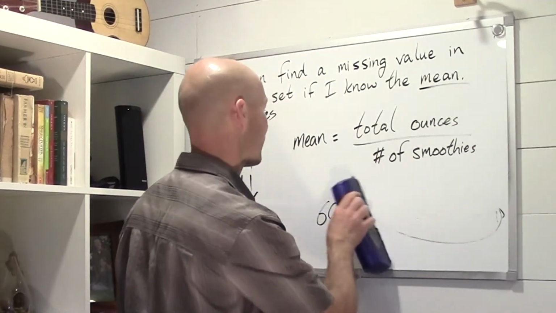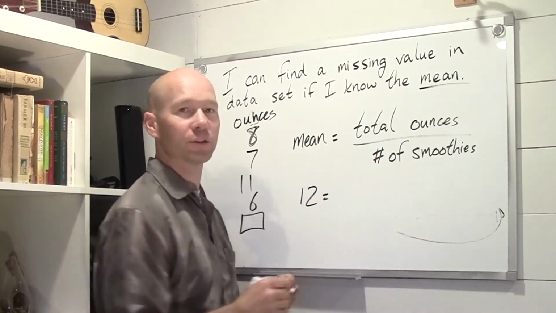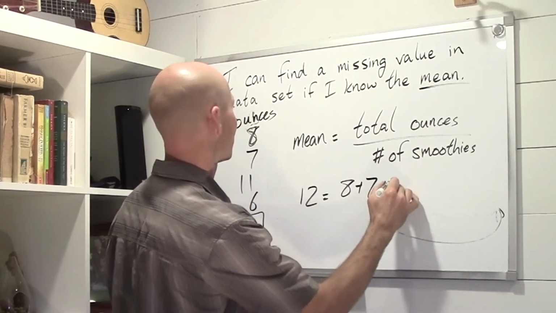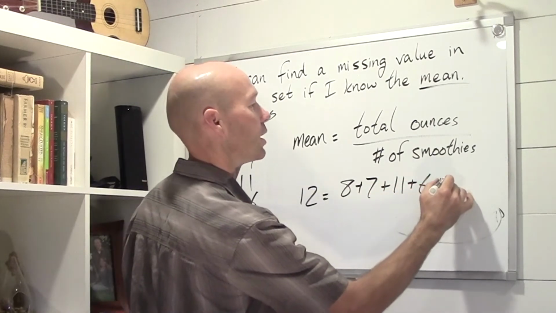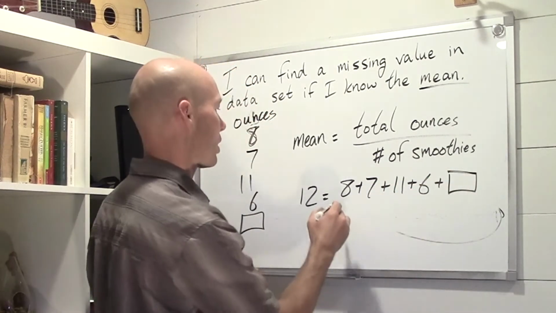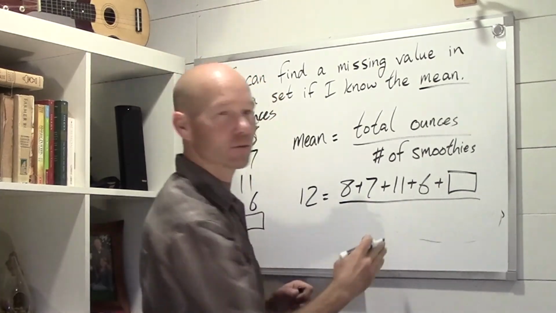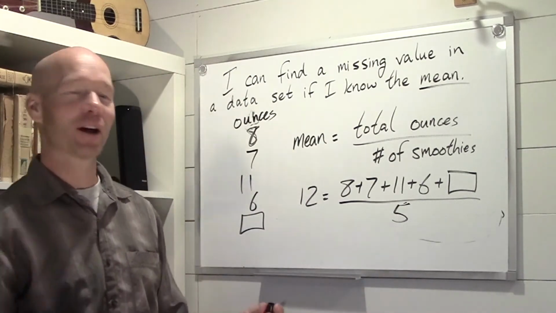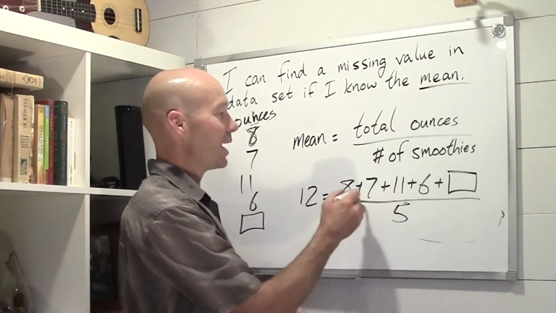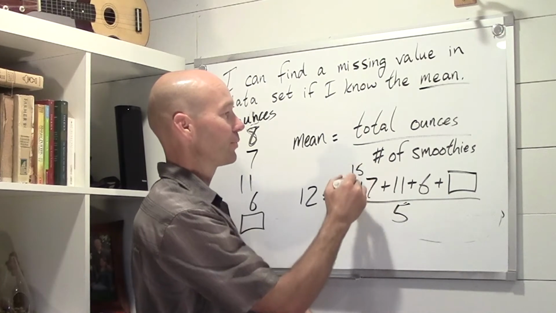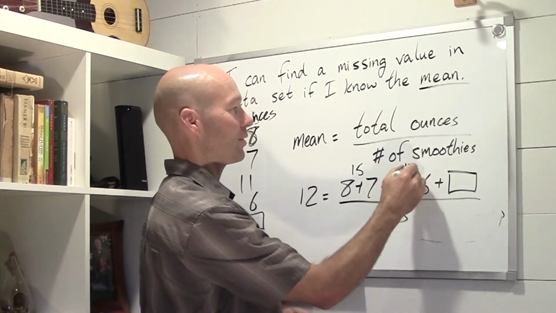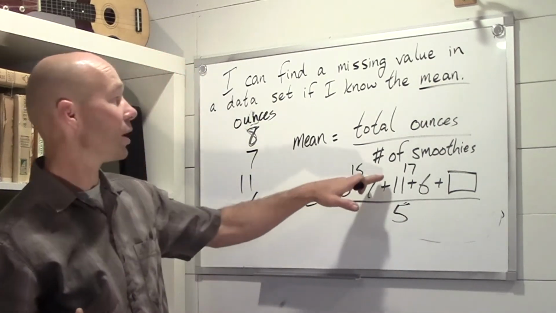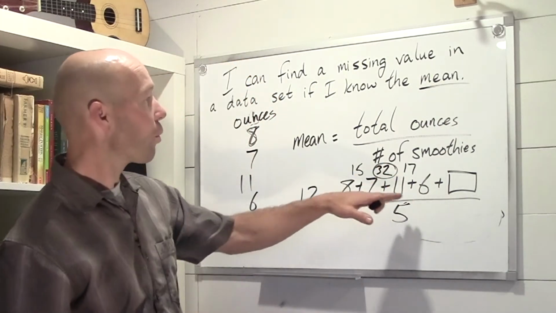So we're going to say that 12 equals the total number of ounces. So we get 8 plus 7 plus 11 plus 6 plus our big question mark box here, divided by the number of drinkers, which is how many? 5, because only 5, I didn't get my smoothie. So we're only dividing by 5. So what do we get here? We've got 8 plus 7 is 15. 11 plus 6 is 17. And 15 plus 17 is what? 32 ounces. So what are we missing then?